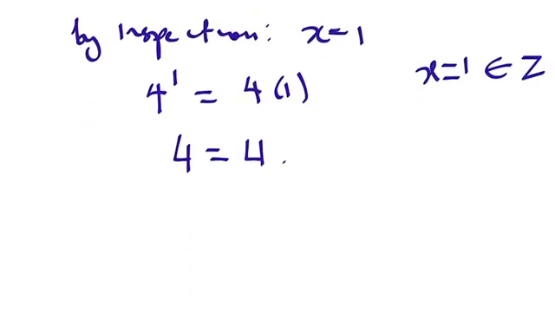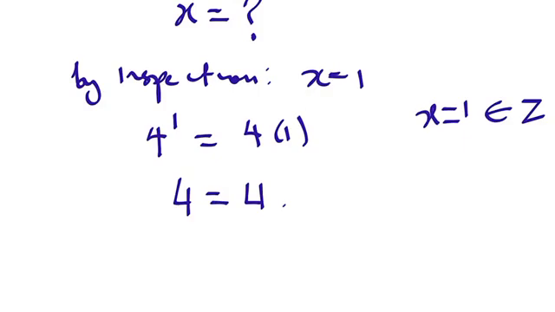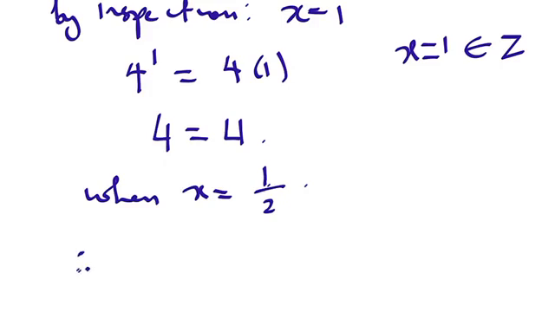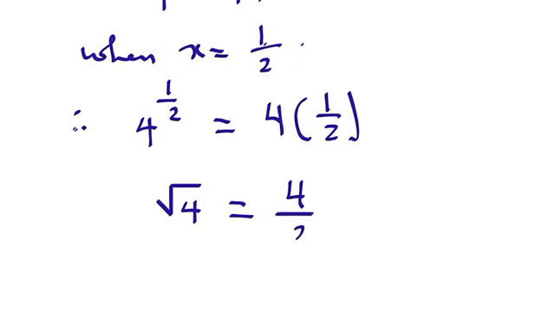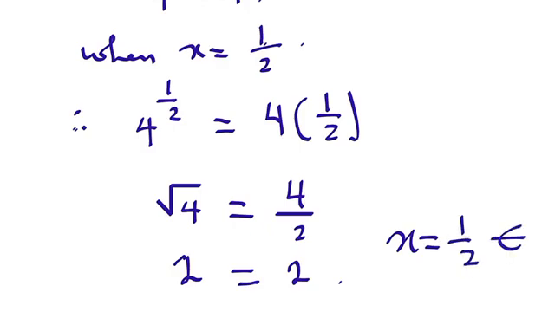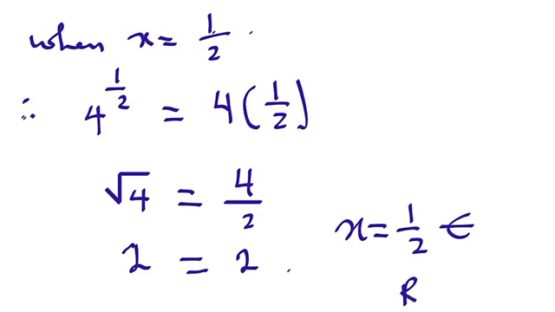Now another solution we can have is a rational one, also by inspection. When x equals 1 over 2, we see that 4 to the power of 1 over 2 equals 4 times 1 over 2. The left side is the square root of 4, which gives us 2, and the right side is 4 divided by 2, which also gives 2. So x equals 1 over 2, but this belongs to the rational numbers.